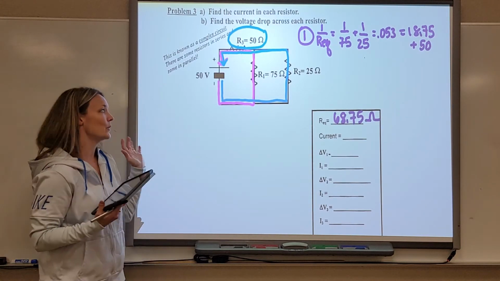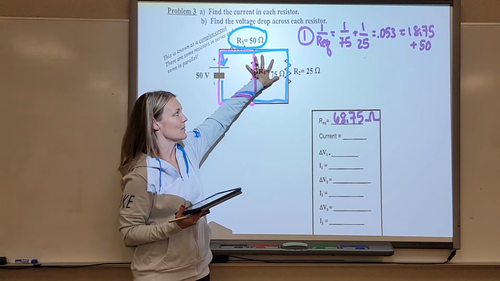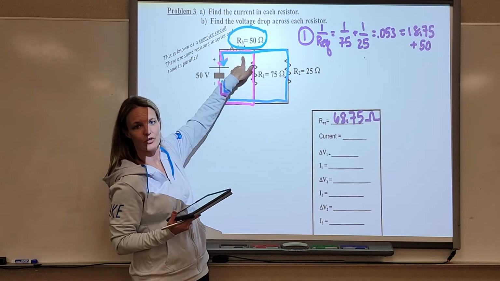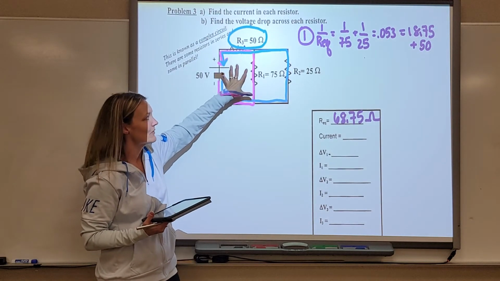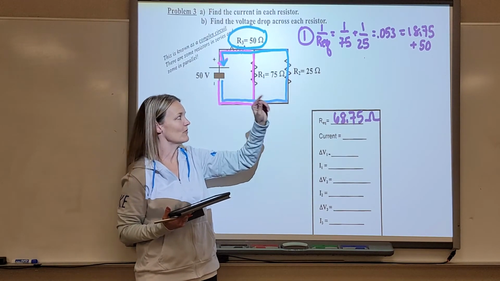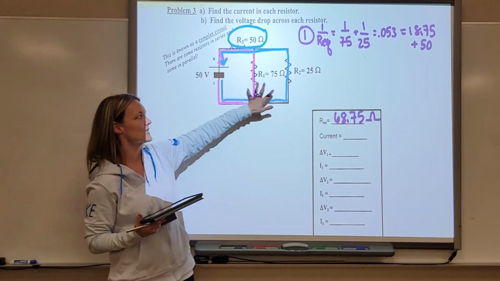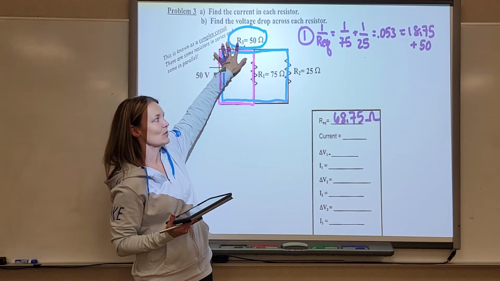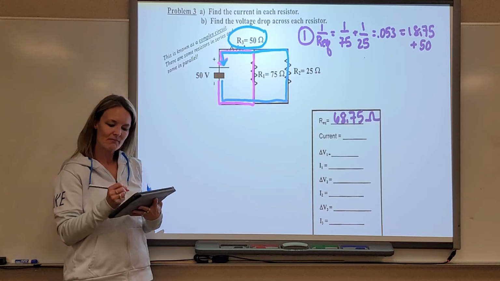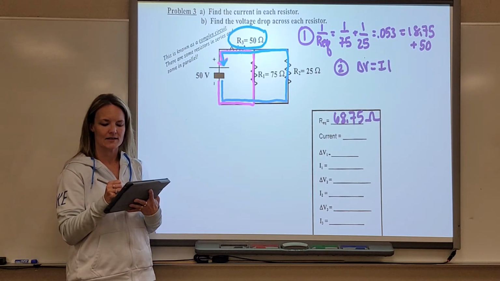All right, so when I have both types of resistors, parallel, only some of the current, and series, all of the current, both colors, I have to do the parallel first, still 1 over 75 plus 1 over 25. I get my answer, 1 divided by, get my total resistance for those 2, and then to that I just add the series normally. The second step is still the same: delta V equals I times R.